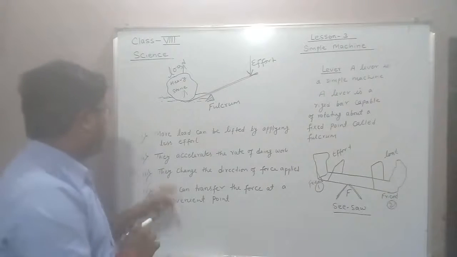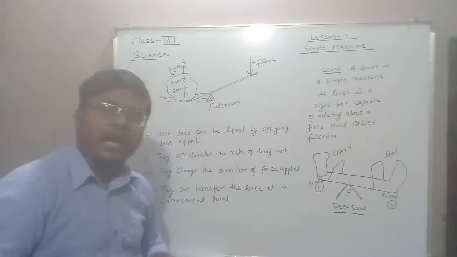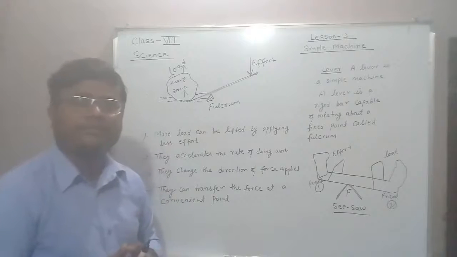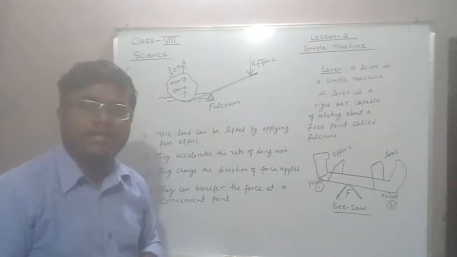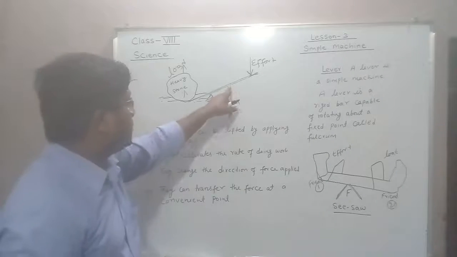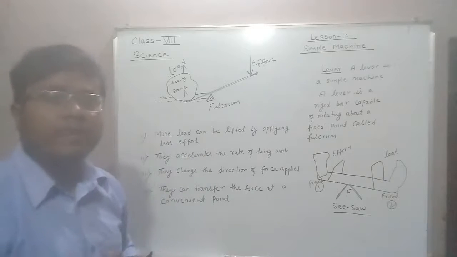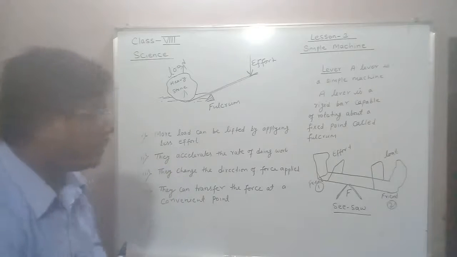Similarly, the next point is they accelerate the rate of doing work. If you try to pull it out without using any simple machine, it will take more time. First of all you have to dig out all the earth, the soil, from the sides, and then pull it out. Yes, it will take more time, but by the use of this lever or iron rod, you can do that work very fast. So I think the second point is also clear.